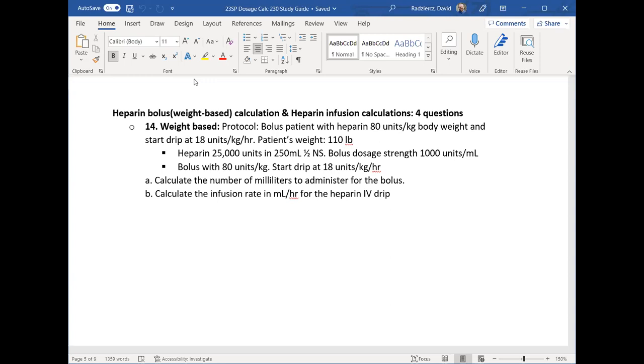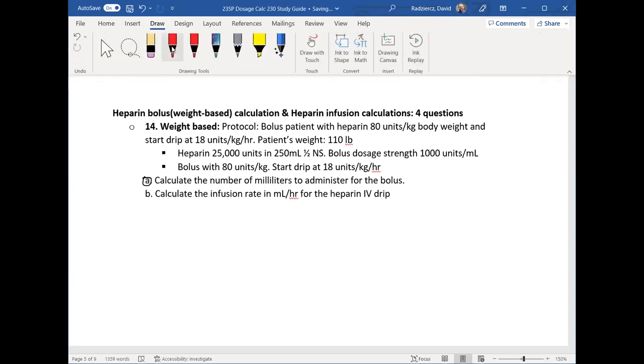So for this question, we are going to do two things. Notice it actually says 4 questions, but we'll get to the other questions in a minute. There's 2 questions here, A and B. Sorry, I like to use red. A is calculate the number of milliliters to administer for the bolus dose. And then B is calculate the infusion rate in milliliters per hour for the heparin IV drip. Now, notice they use that word drip. That doesn't necessarily refer to drop rate. But that's where I think some of this terminology gets a little bit confusing, especially if it's the first time going through some of this.